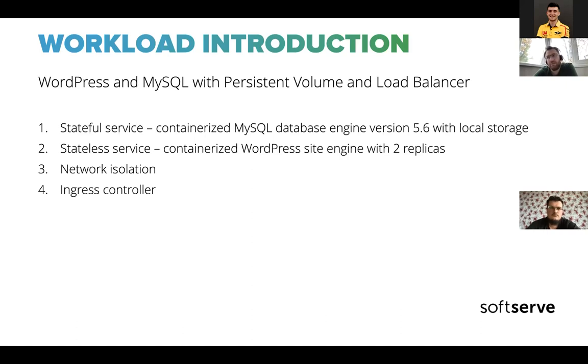We are going to deploy one database and two nginx, which is simple WordPress. It doesn't matter what it is. We are going to have two replicas, and we are going to see if it will work and if it will be reliable. Some network isolation considerations. Some are here, some are not. Ingress controller is a load balancer. You know what it is?